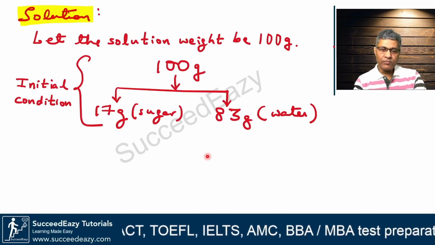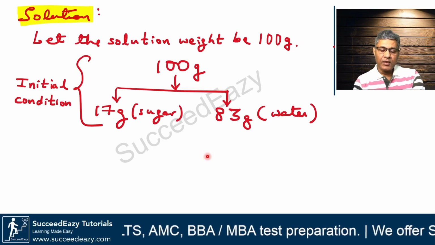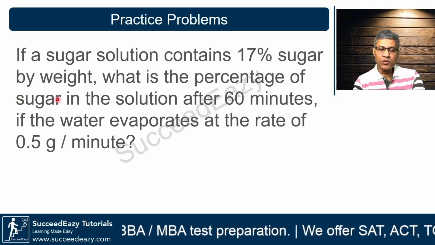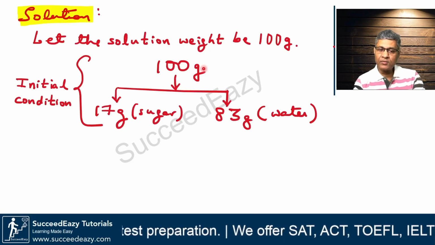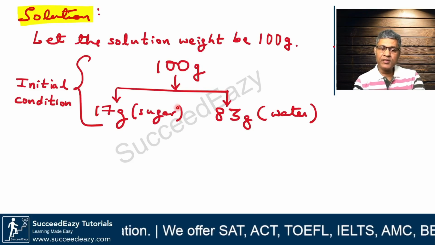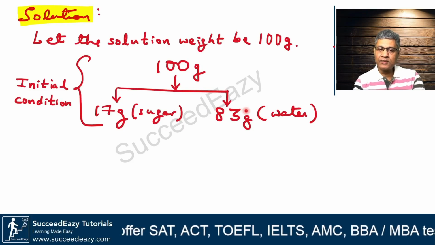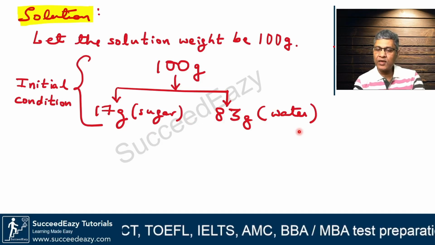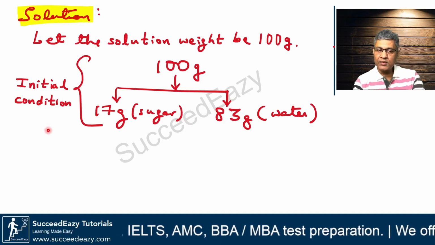So let the solution weight be 100 grams. We know that it contains 17% sugar by weight. So 100 grams of the solution would contain 17 grams of sugar, and the balance, 100 minus 17, that is 83 grams, would be water, right? That is the initial condition.